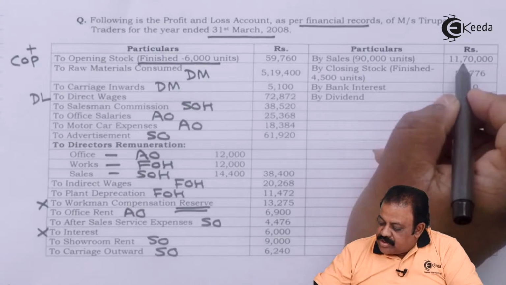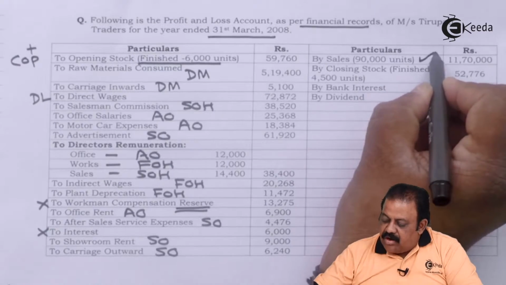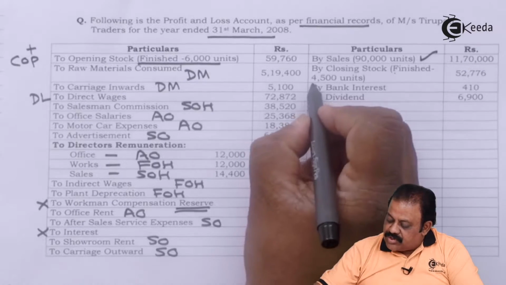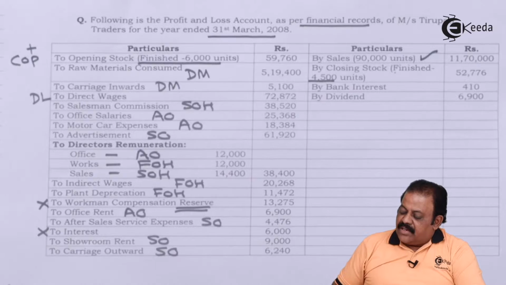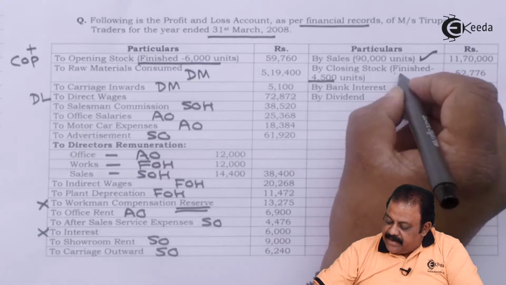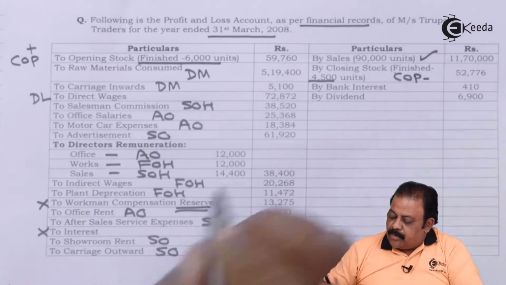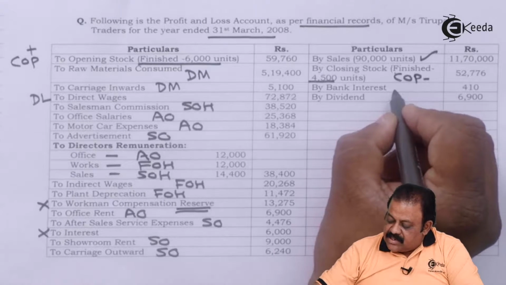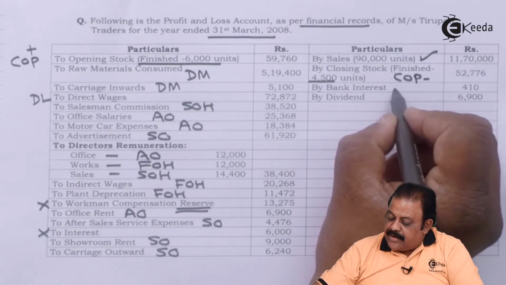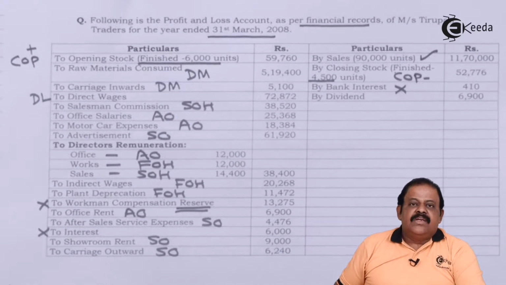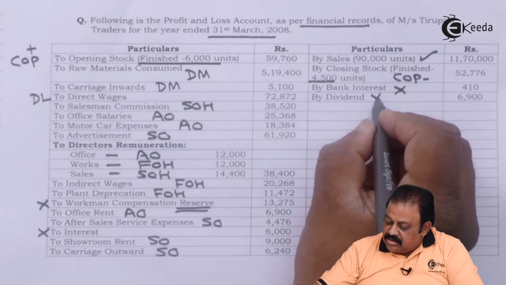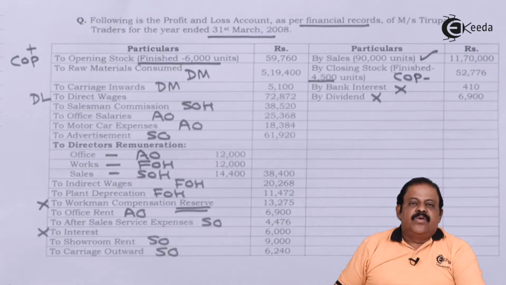Sale of 90,000 units, it will be recorded in cost sheet as sales. Closing stock of finished goods 4,500 units, this will be deducted from cost of production. Bank interest received, this is income particular to financial book, it is not recorded in cost book. Dividend received is an income particular to financial book, it's not recorded in cost book.